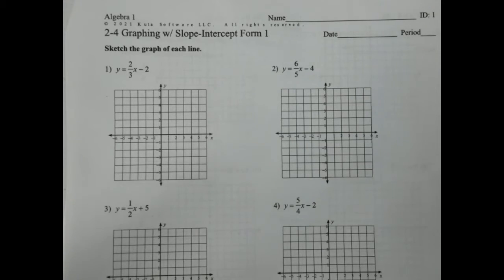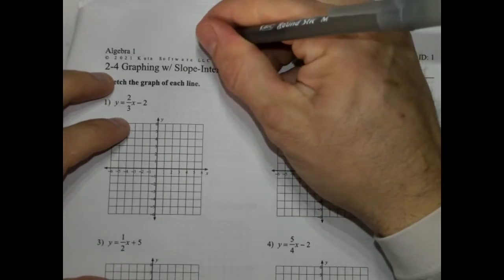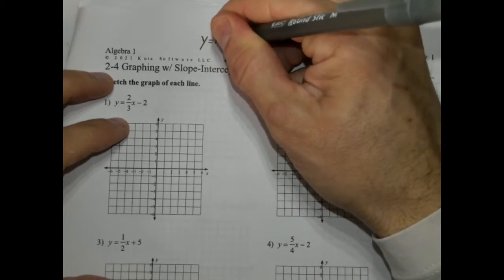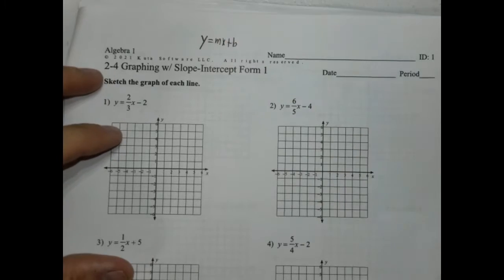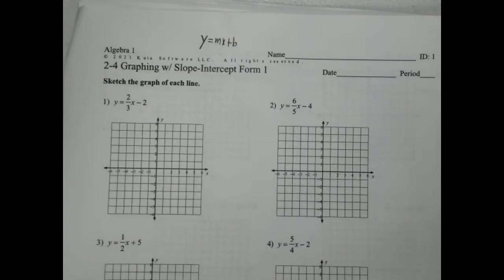Today we're going to talk about how to graph with slope-intercept form. The main idea is that we're using this equation. It's called y equals mx plus b. It goes just like that. So this is something you're going to be using forever.